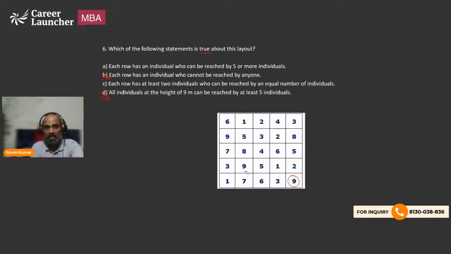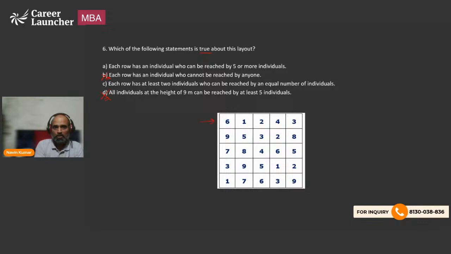Now, between option A and C, which one is going to be easier? Each row has an individual who can be reached by 5 or more individuals, or each row has at least 2 individuals who can be reached by an equal number of individuals. So if you pay attention to this, you will realize that A is relatively easier than C statement. Because in C, we are not told what is the number of equal individuals. So it means we have to go through each of the 25 platforms now. But in case A, we only had to check 5 or more.